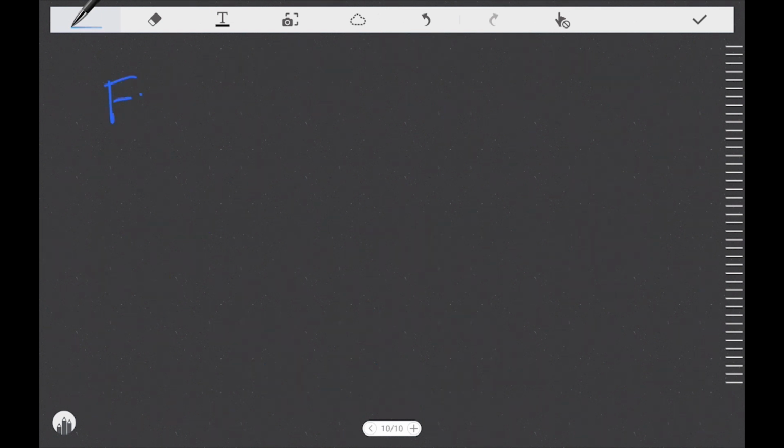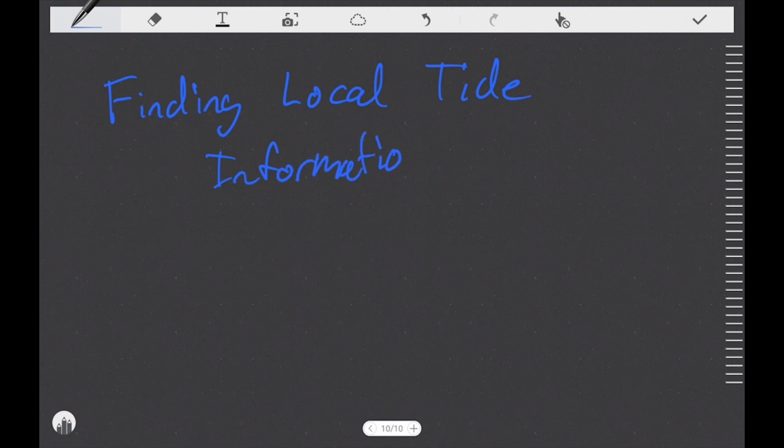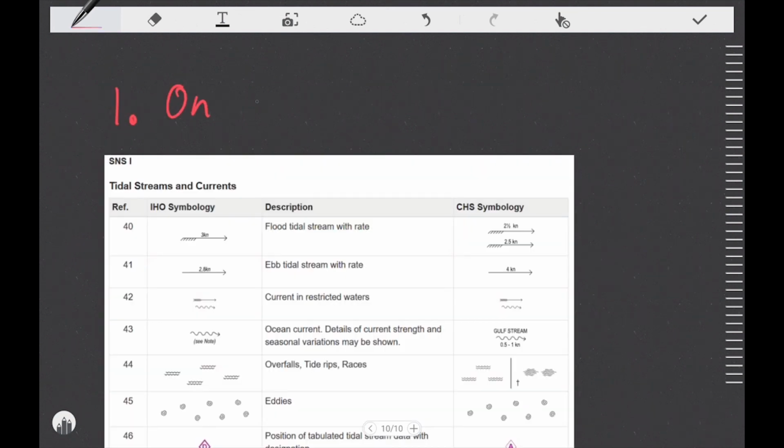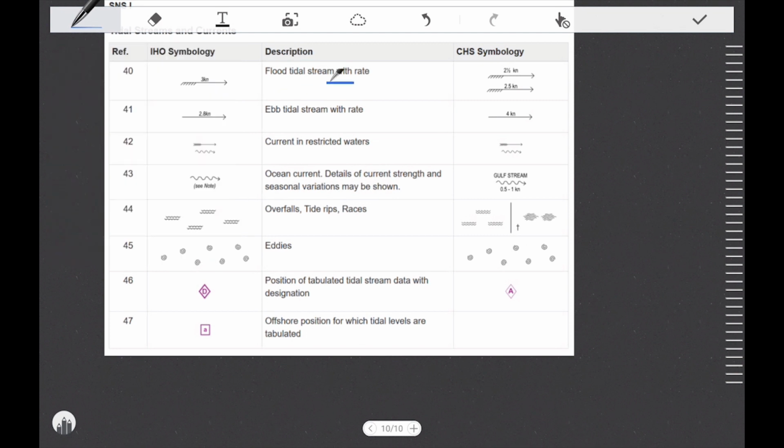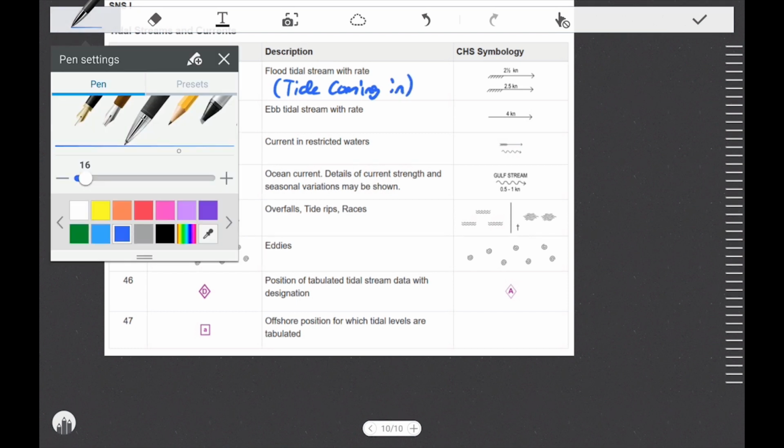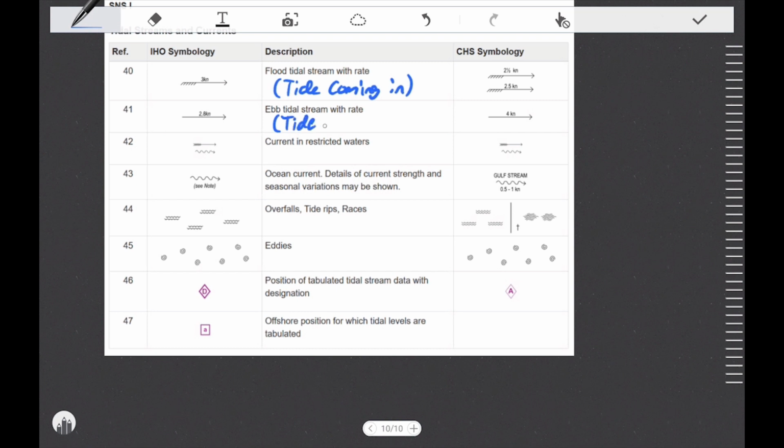So the last thing that I said that I was going to talk to you guys about was finding local tide information. The first place we can look for tide information is on a marine chart. And I'm going to show you some of the symbols that are going to exist on marine charts. You can see we have a symbol here for flood tidal stream with rate. What that means is the direction and the magnitude or the speed of the tidal current when the tide is coming in. We also have a symbol for the ebb tidal stream with rate. This is the same, but for when the tide is going out.